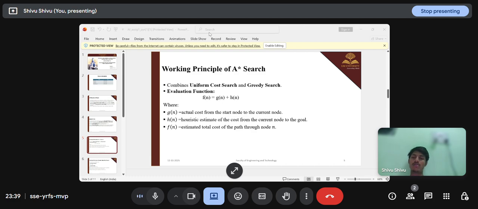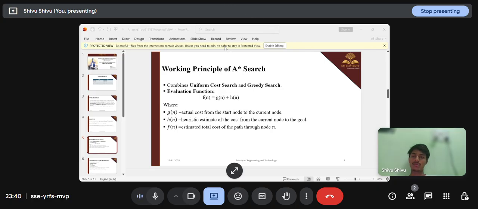And next, g(n) is equal to the actual cost from the start node to the current node. It means g(n) is how much it costs to get to this node from the start node. And next, h(n), the heuristic, estimates the cost from the current node to the goal. It means h(n) is our guess of how much it will cost from this node to reach the goal. And next, f(n) is equal to the estimated total cost of the path through node n. So it means f(n) is the total estimated cost if we go through this node, the sum of what we have spent and what we expect to spend.